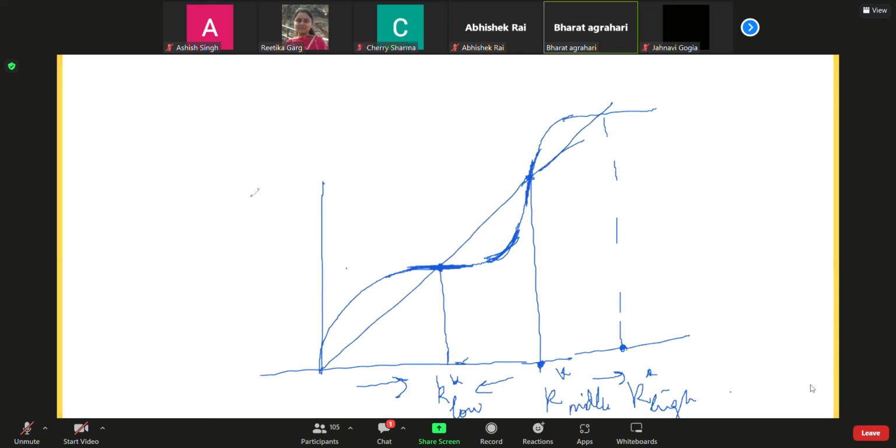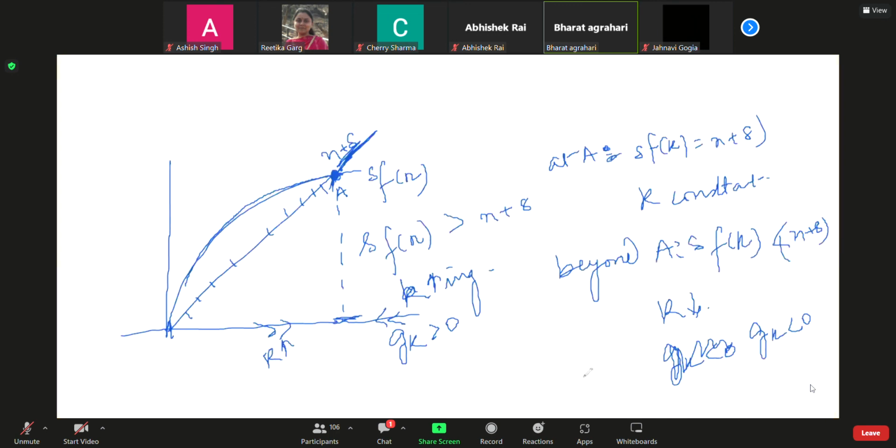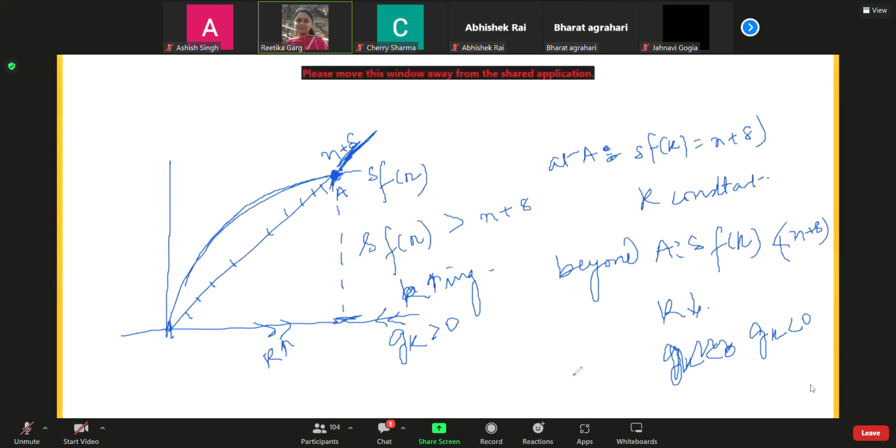Ma'am, in the previous diagram, if capital is less than K star, the growth of capital will be positive, but it will be declining, like it will go 5 to 4, 4 to 3. Yeah, we'll see that. There is another way of deriving those things.